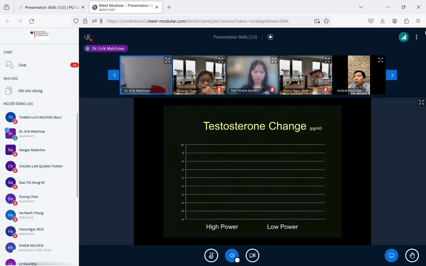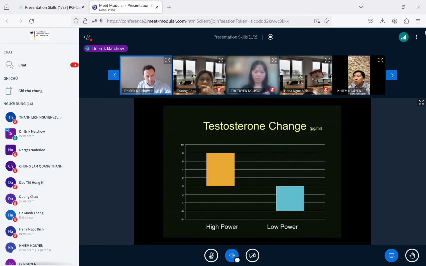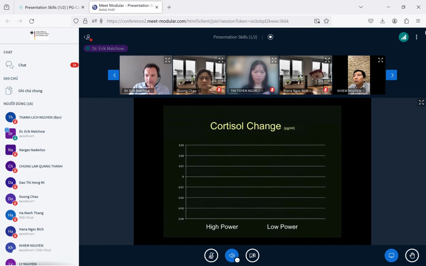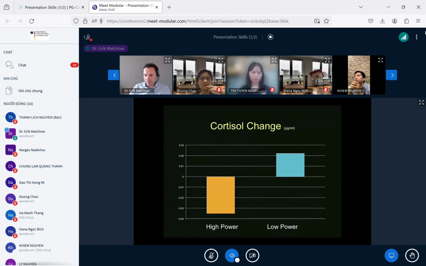Here's what we find on testosterone. From their baseline when they come in, high power people experience about a 20% increase, and low power people experience about a 10% decrease. So again, 2 minutes and you get these changes. Here's what you get on cortisol. High power people experience about a 25% decrease, and the low power people experience about a 15% increase.